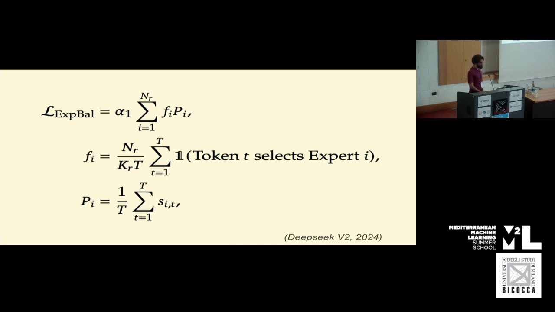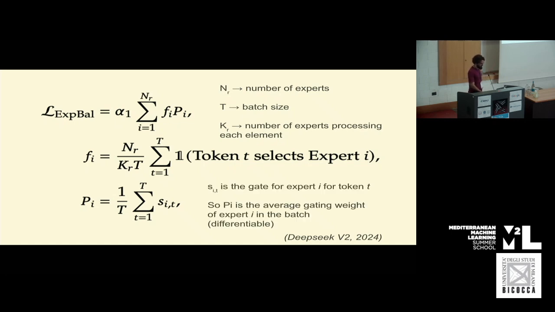There are lots of terms, but the main idea is fairly simple. First, some constants: N is the number of experts, T is the batch size, and K is the number of experts processing each element. If you look at the term at the bottom, P of I, it's basically an average of S_I,T over T. S_I,T is the gate for expert I for token T. So you're averaging the gate, and P of I is the mean gate for each expert.